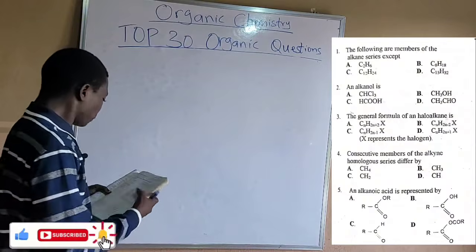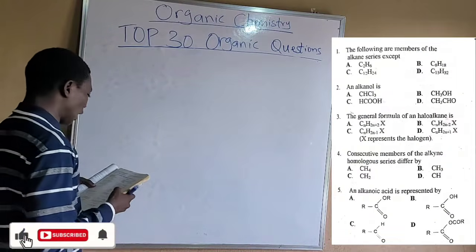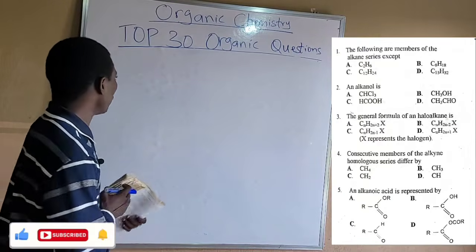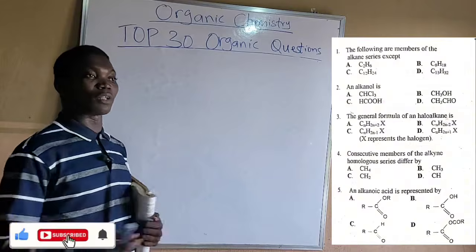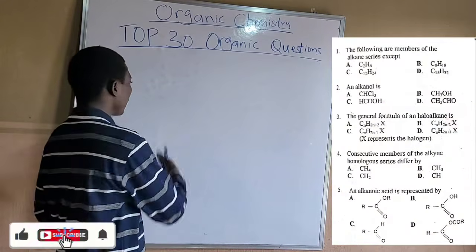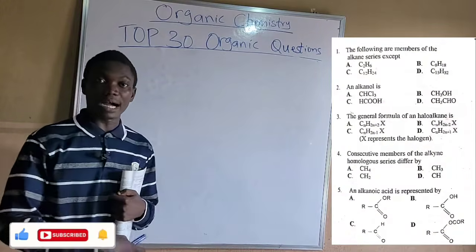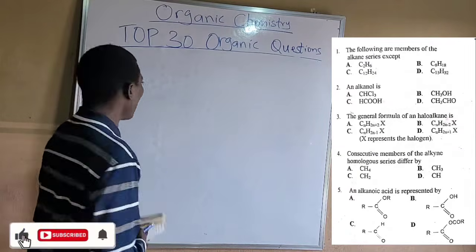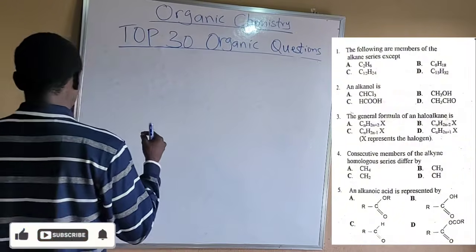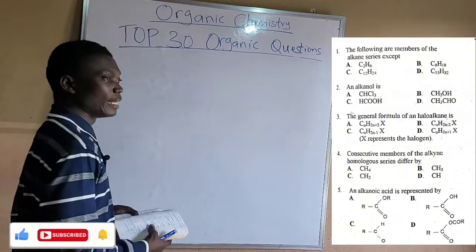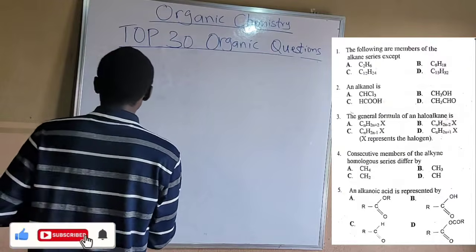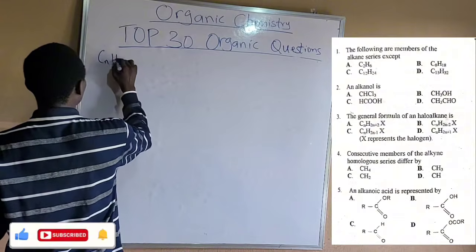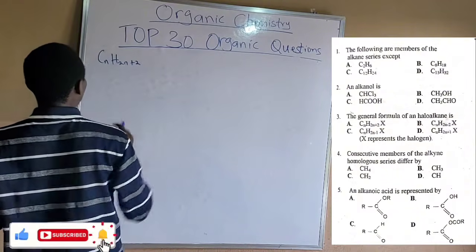Now you see question number 1 says that the following are members of alkane series except. Now you can see the options given. That was the reason why I explained earlier the formula of all these alkanes, alkynes, and cycloalkanes and the rest like that. The question wants us to identify the one that does not belong to the alkane family, and to get that, you need to know the formula of alkanes. So the formula of alkane is CnH2n plus 2.